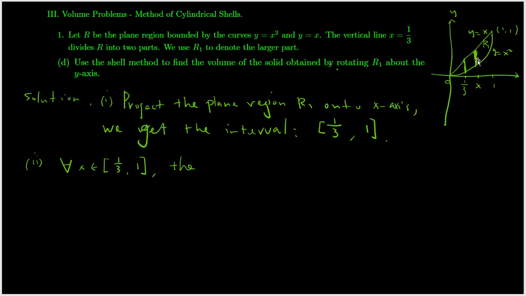So can I just say the cylinder or the cylindrical shell? By the cylindrical shell, I mean the cylinder. So basically, each x will determine a cylinder. We're going to call the cylinder the cylindrical shell.